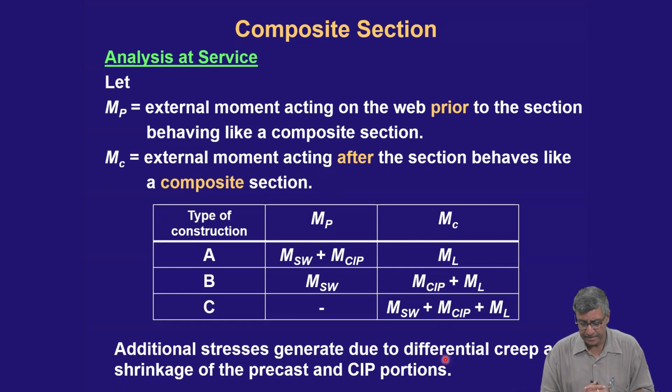Additional stresses are generated due to differential creep and shrinkage of the precast and cast in place portions. Now these are a bit more involved. If you want to calculate the creep effects, then what to do? I'm skipping that.